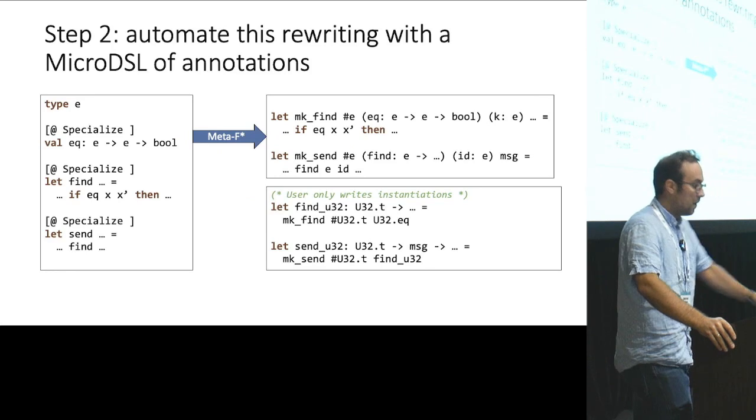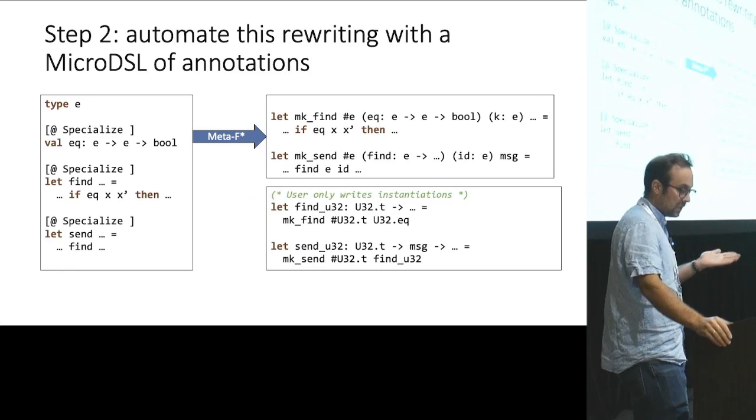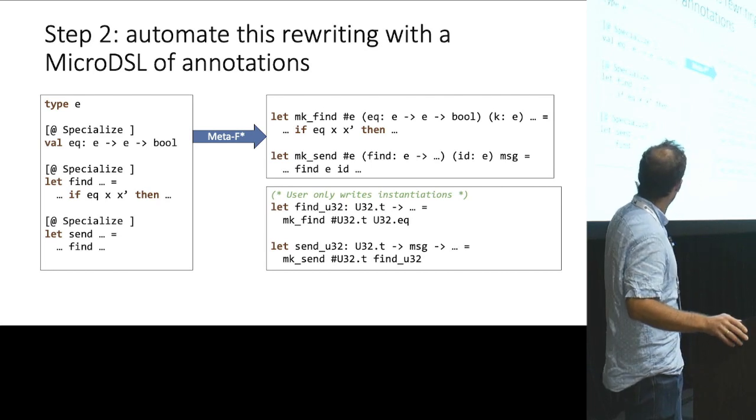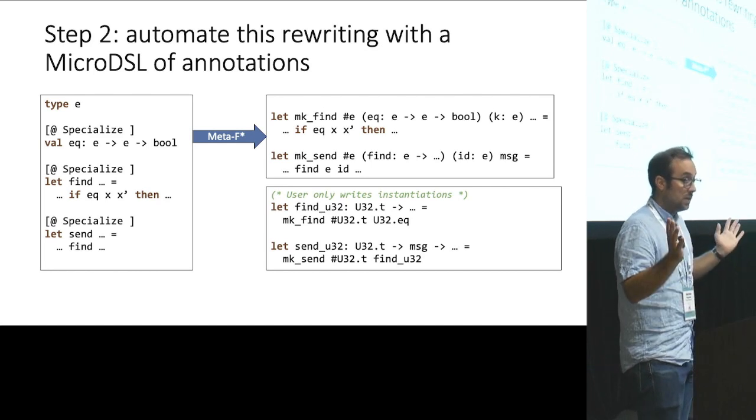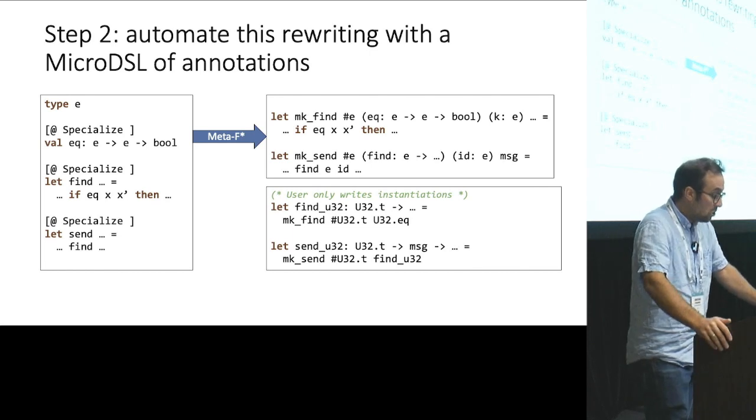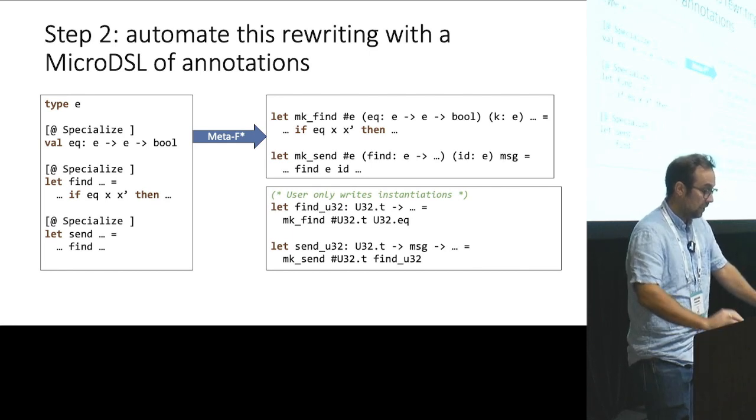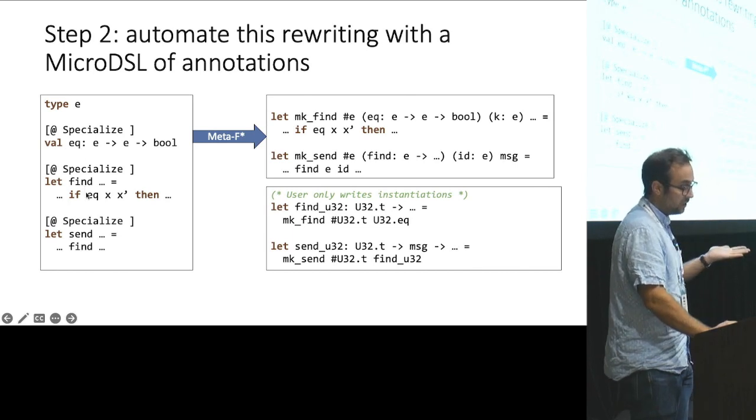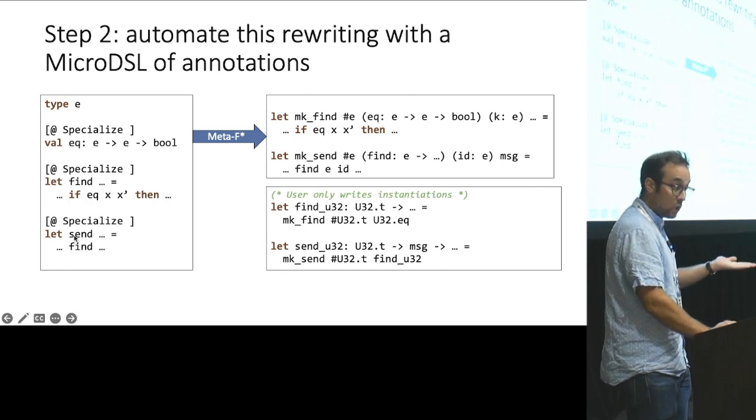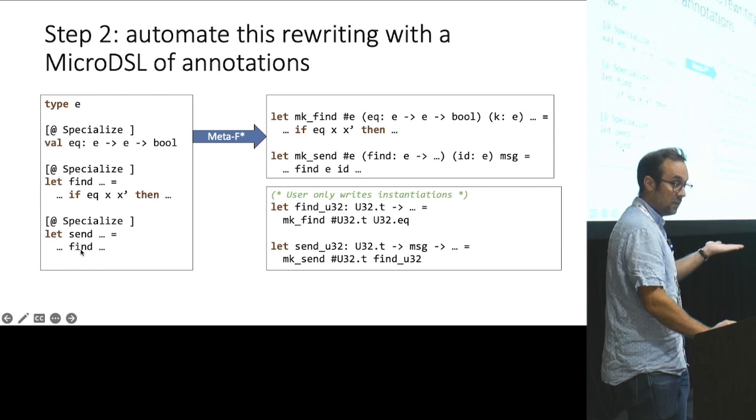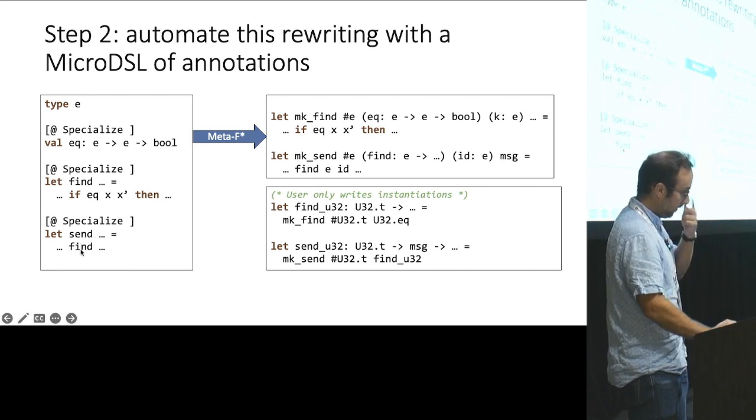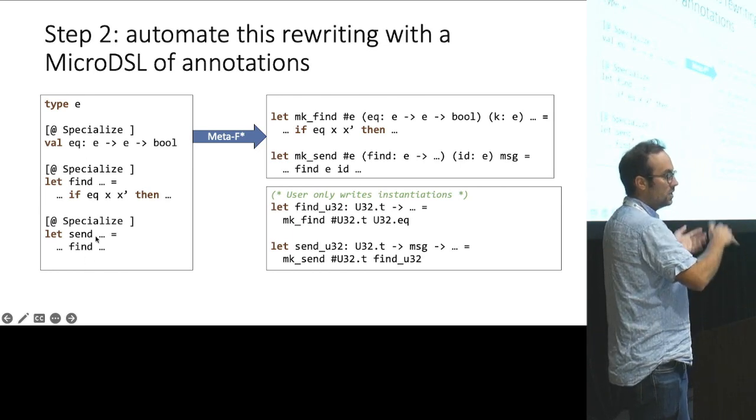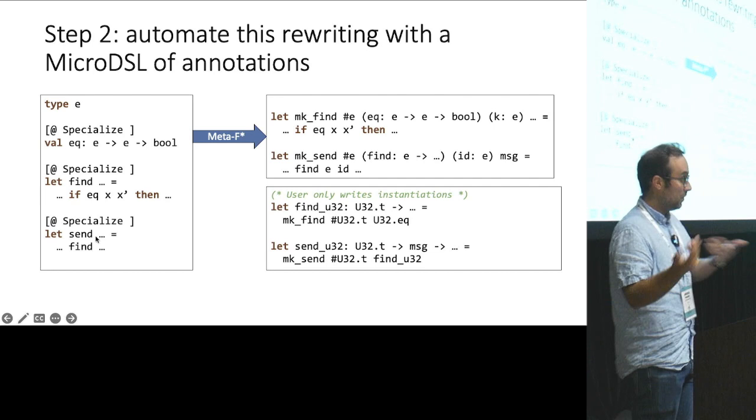So now we offer a micro DSL where the user can directly annotate their code. So the user now writes the code on the left. The user doesn't have to write MK or something. All that the user does is say, well, given an equality function, here's my find function written in natural style. Here's my send function that is going to refer to my find function, no particular encoding. The user annotates these three functions, saying that they all need to be specialized over their respective choice of type argument.